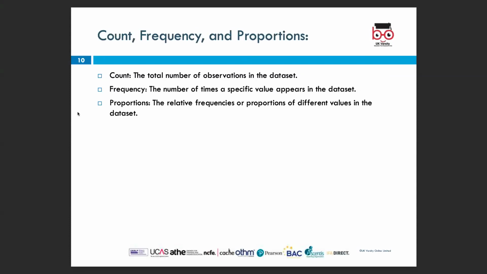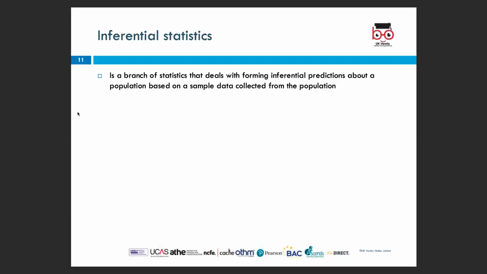So we have count, frequency, and proportion. What is count? The total number of observations in the data set. Frequency is the number of times a specific value appears in a data set. Take, for example, a data set with loads of twos in it. The frequency is how many times two occurs in that data set. We have proportions, the relative frequencies or proportion of different values in the data set.